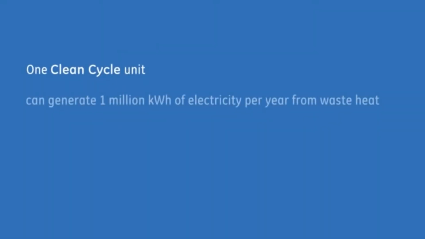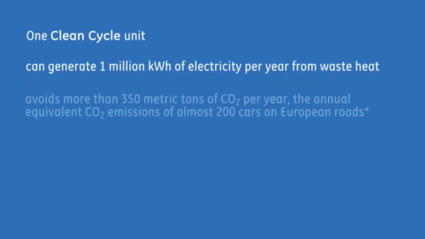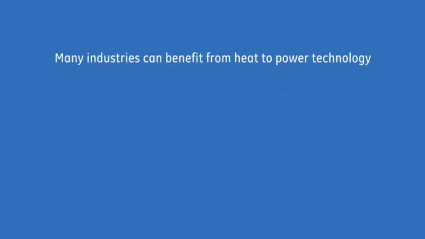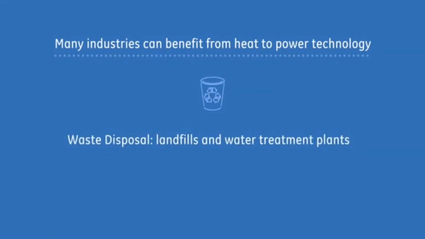The organic Rankine cycle, ORC, for one cycle unit can generate 1 million kWh of electricity per year from waste heat, offsetting more than 350 metric tons of CO2 per year. The annual equivalent CO2 emission of almost 200 cars on European roads. There are many industries that can benefit from heat to power technology. The first one is waste disposal, landfill and water treatment plant.